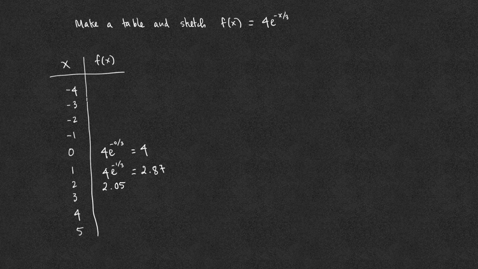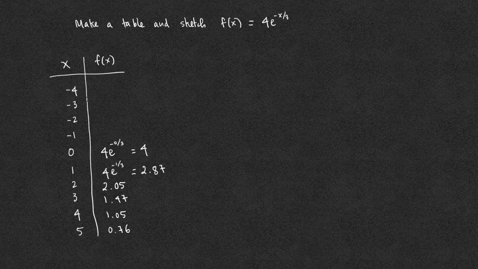When we plug in 2, we will get 2.05. Plug in 3, we will get 1.47 or 1.5. When we plug in 4, we'll get 1.05. Plug in 5, we'll get 0.755 or 0.76. And then we plug in -1.